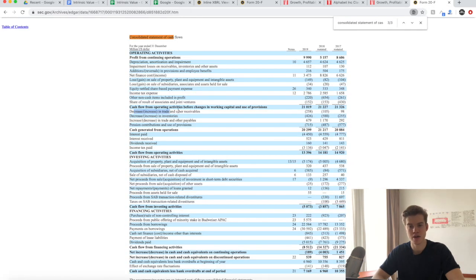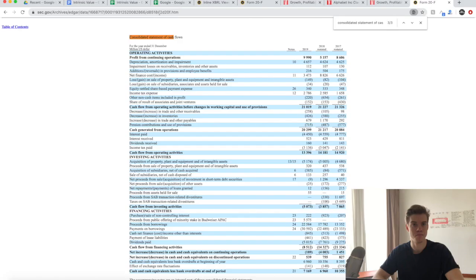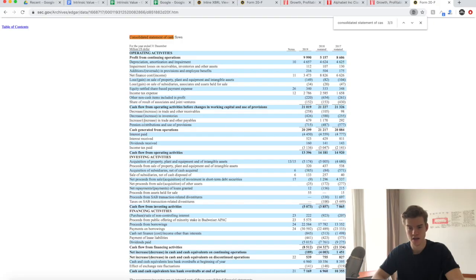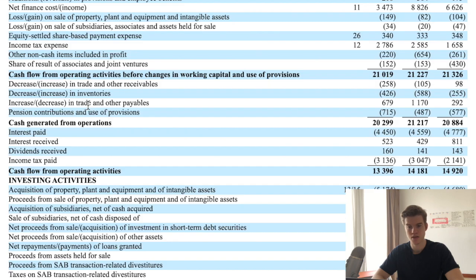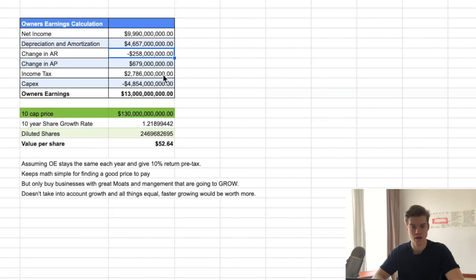Decrease or increase in trades and other receivables. This can represent their accounts receivable. So you can see it decreased by 258 million. So we want to actually decrease the change in accounts receivable by 258 million. And then we look at the next one, which is increase or decrease in trades and other payables. So this is 679 million. So then we add that back.